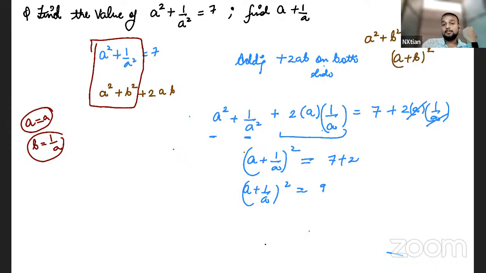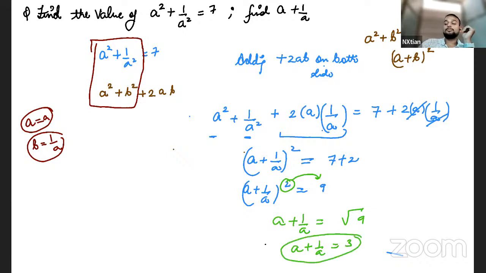Any problem in this? Anna, please tell me. No, sir, I got this. Okay. Now, every time, remember this: whenever this square goes to the right hand side, it will become root. So a plus 1 upon a is equal to root of 9, and the value of root of 9 is 3. This is the answer.